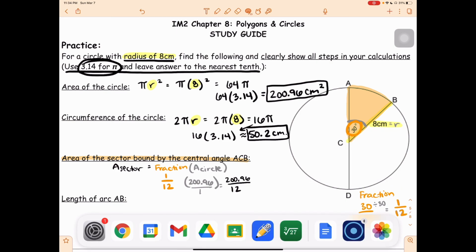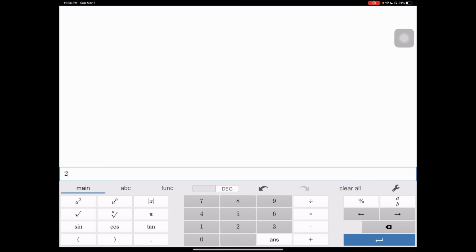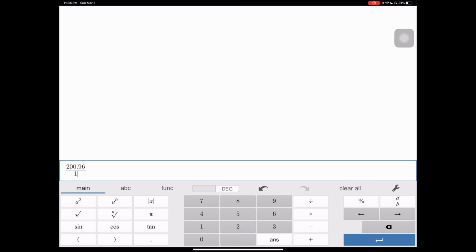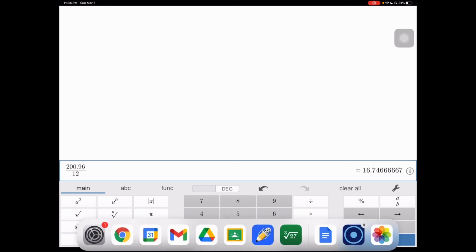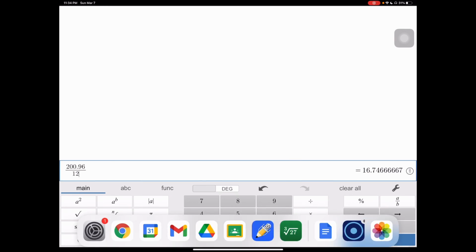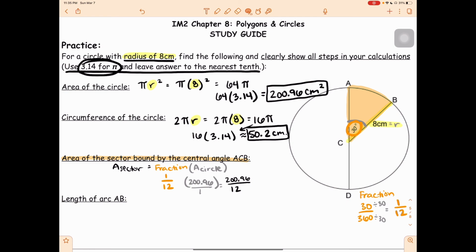If we were to put this into the calculator, we have 200.96 divided by 12. We get approximately 16.74. It asks us to round to the nearest tenth, so we're going to do 16.7 as our answer. So this is about equal to 16.7, and since it's area of that sector, it's going to be centimeters squared. So this is the area of that orange shaded region there.